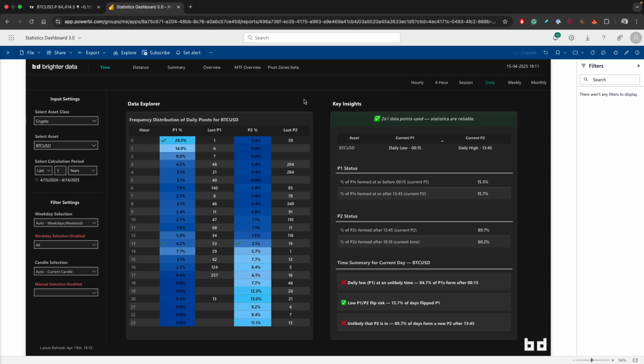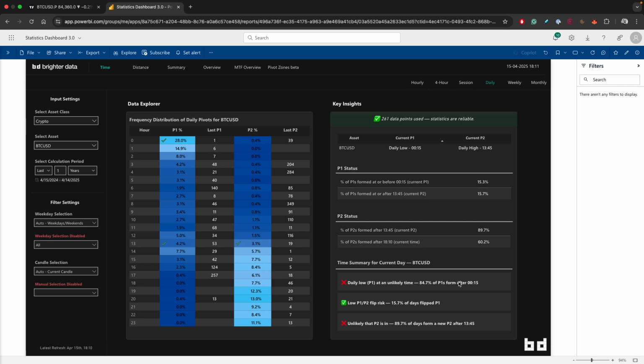And it moves sequentially from the start of the day to the end of the day, right? It's linear. So we can, at any point in time, ask ourselves: if P1 is put in, how likely is it to be put in by this time? This is basically what you're asking, right? Daily low is at an unlikely time because it says 84.7% of P1s form after a quarter past midnight. So it does happen. We know that it can happen. And 15% of the time it happens, but it just doesn't happen a lot, because very simply put, 85% of the time it happens later.